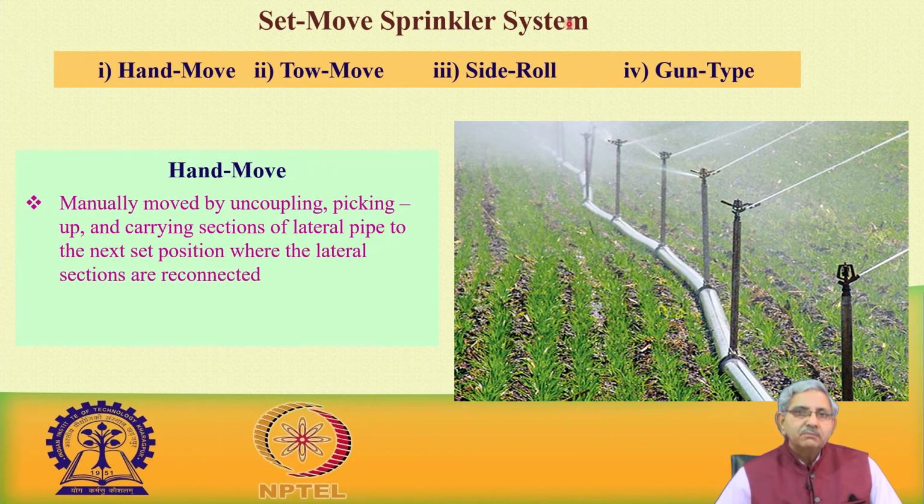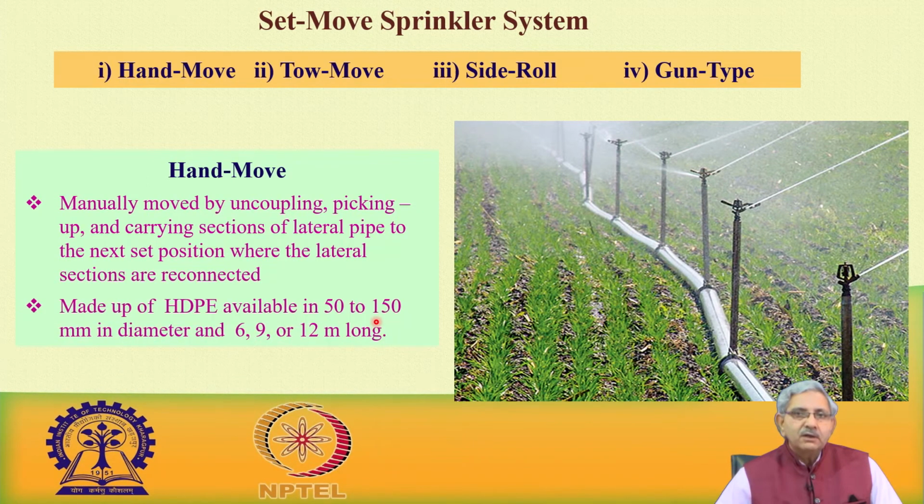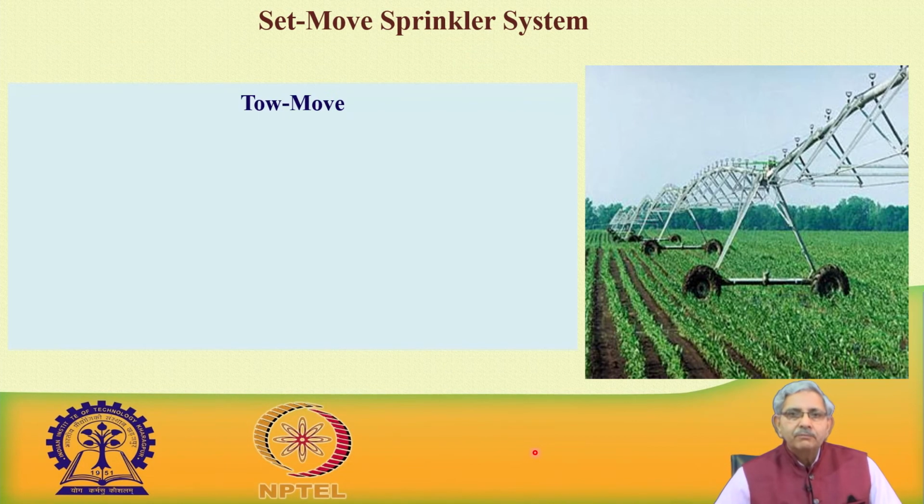Then the set move system. It can be manual, that is hand move, it can be tow move, it can be side roll, it can be gun type. These are hand move systems, manually moved, where coupling as well as removal, meaning detaching, can be done manually. Such systems are made up of high density polyethylene pipe, of 50 to 100 millimeters in diameter, available in 6 meter or 9 meter long pipelines.